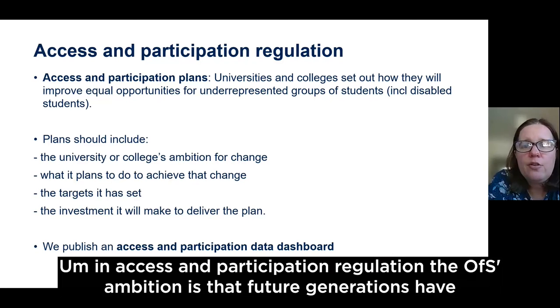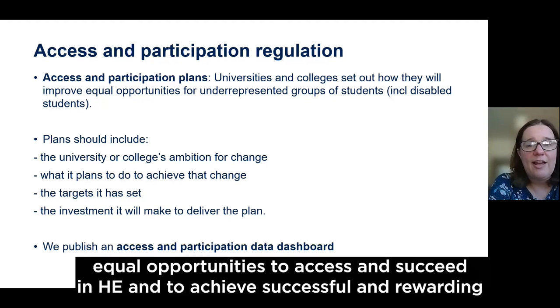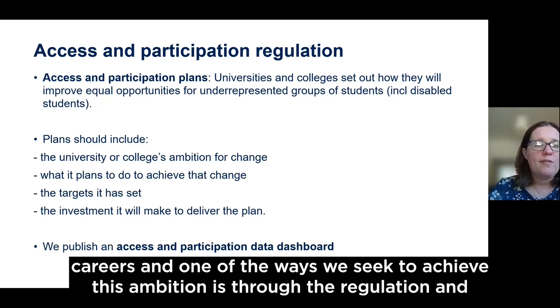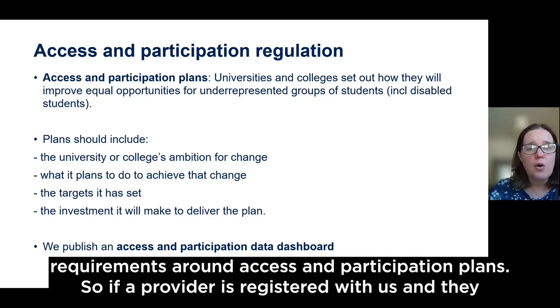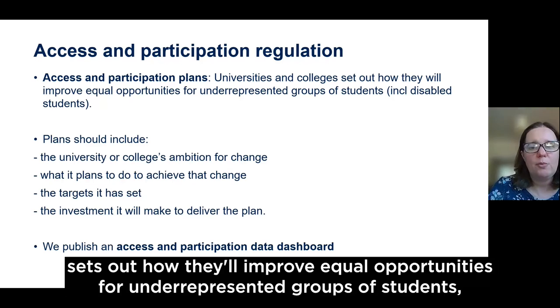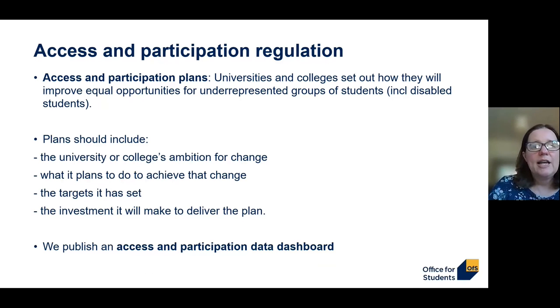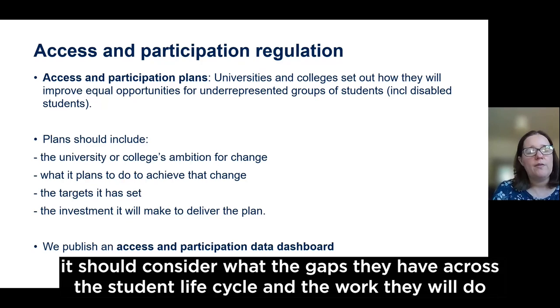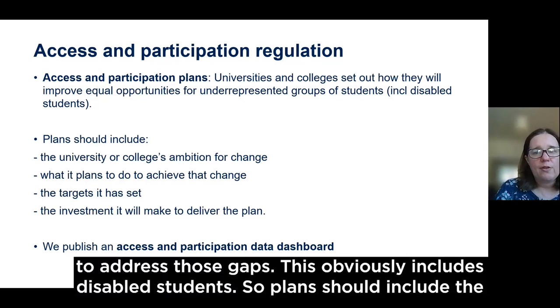In access and participation regulation, the OFS's ambition is that future generations have equal opportunities to access and succeed in HE and to achieve successful and rewarding careers. And one of the ways we seek to achieve this ambition is through the regulation and requirements around access and participation plans. So if a provider is registered with us and they want to charge the £9,250 fee, so the higher rate fee, they must have an APP. And the plan sets out how they'll improve equal opportunities for underrepresented groups of students. It should consider what gaps they have across the student life cycle and the work they will do to address those gaps. This obviously includes disabled students.